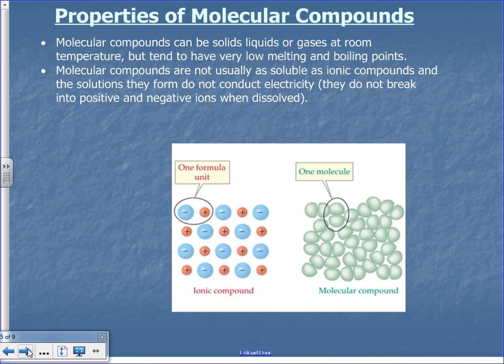All right. So that's the reason why we got conductivity with one and no conductivity with the other. We got positives and negatives in ionic compounds, and we've got no positives or negatives in the molecular ones. So molecular solutions will not conduct electricity.